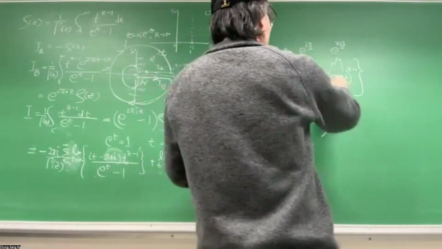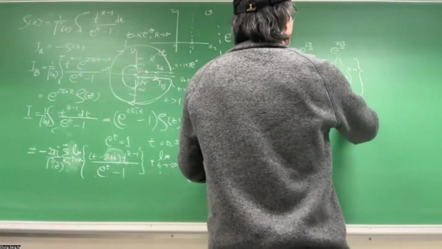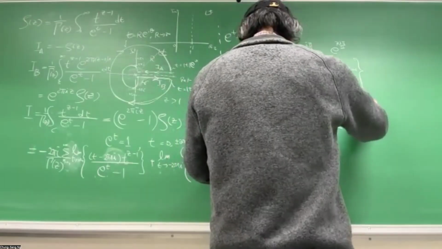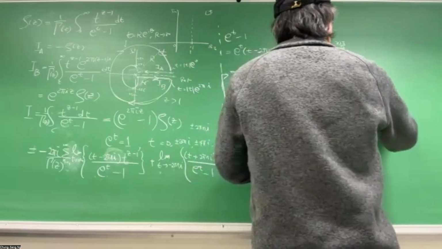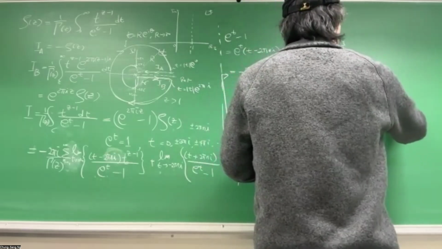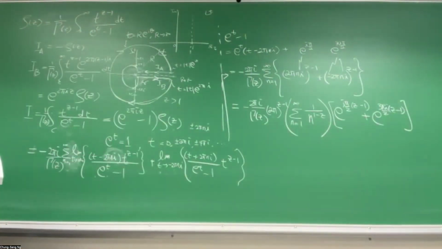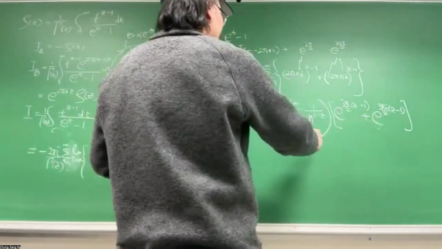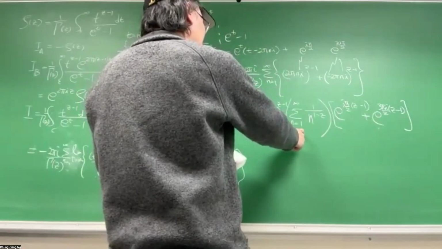And the rest is the two factors: e to the i pi over 2 z minus 1, and plus e to the 3 pi i over 2 z minus 1. Almost there. Okay, so all these are just phase factors, right? But the important thing is this one.